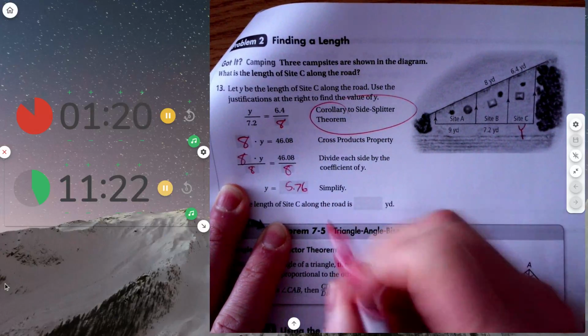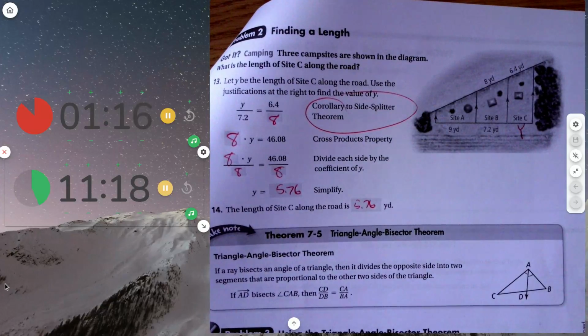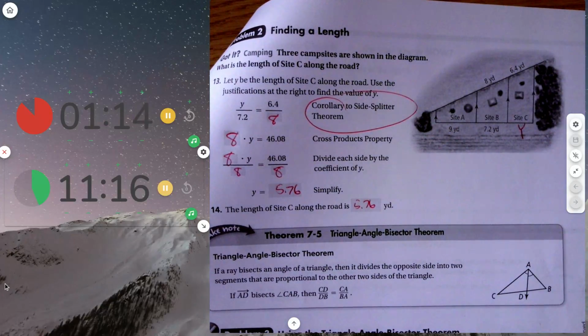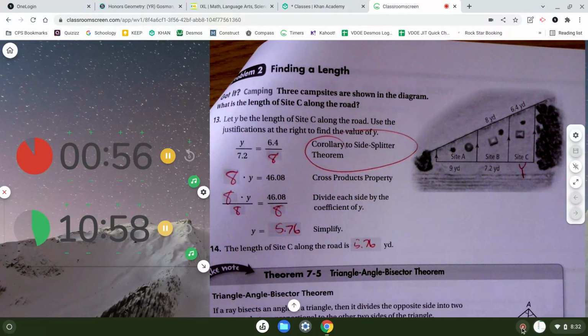So this is going to have a length of 5.76 yards. That's the first half of the notes on the side splitter theorem and the corollary to the side splitter theorem. At this time, we'll end this recording, and we'll start the next one for the triangle angle bisector theorem.